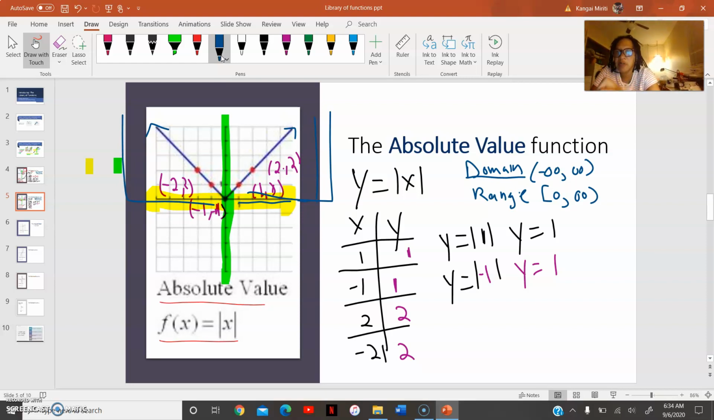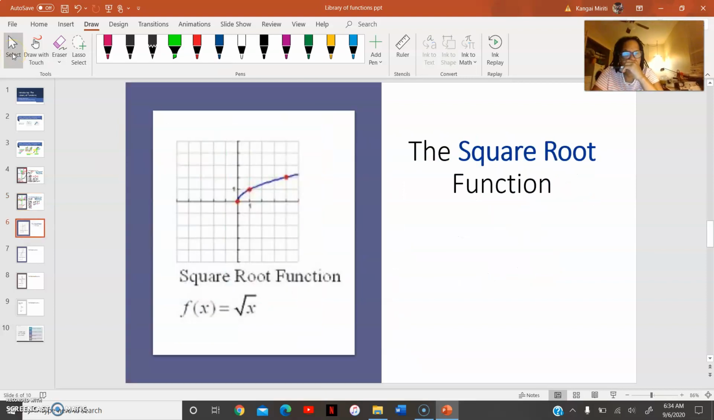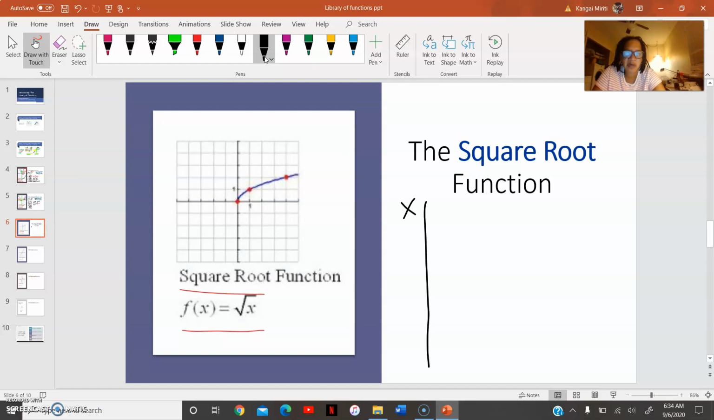So we've learned the square function, the absolute value function. Let's see who's next. Here's one, the square root function. And look at this equation. This equation has a radical in it, the square root of x. We can see some points on the graph. There's an infinite number of points on this graph. Now let's find the ordered pairs that go along with some of these points.